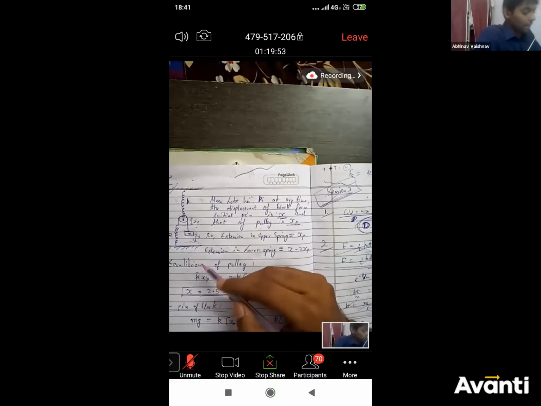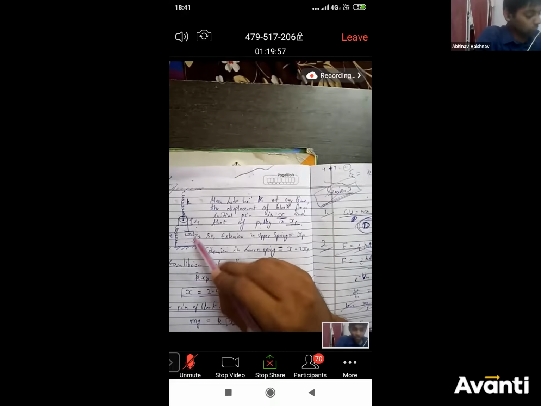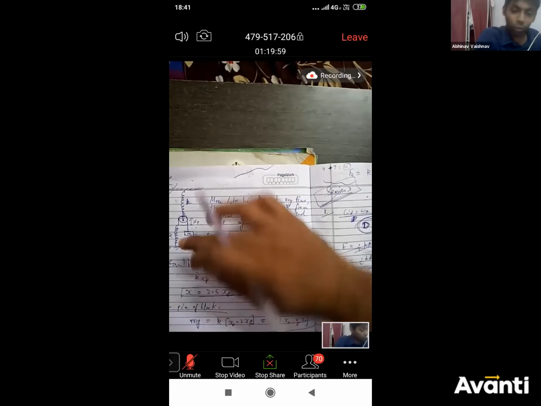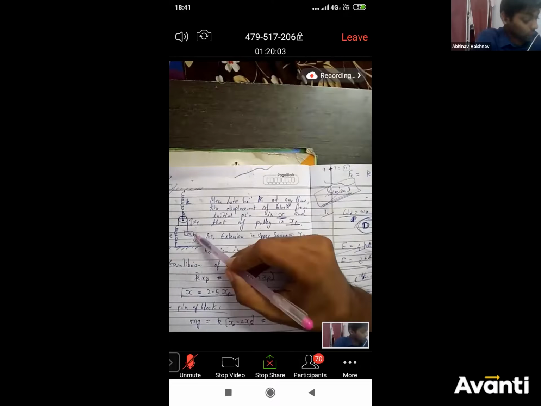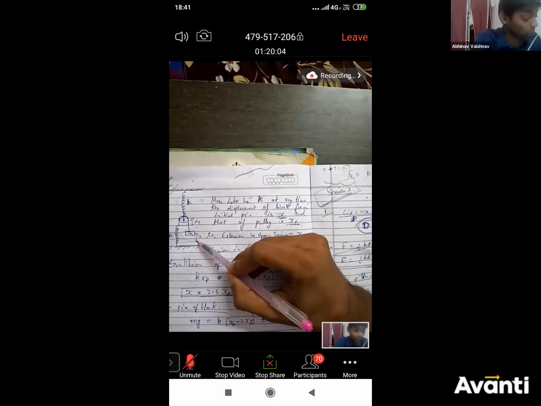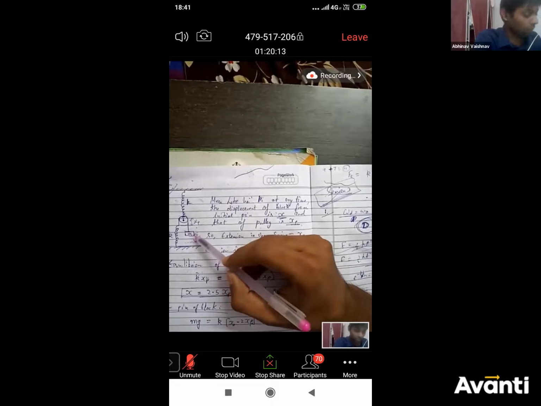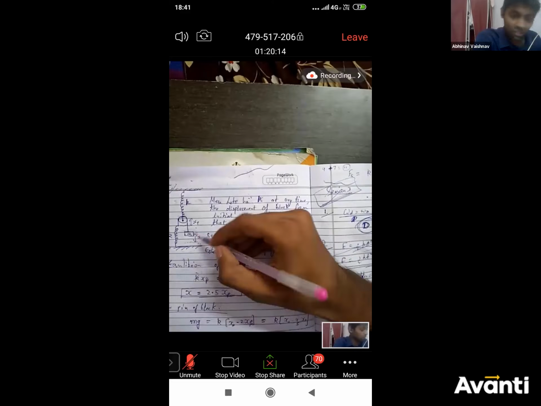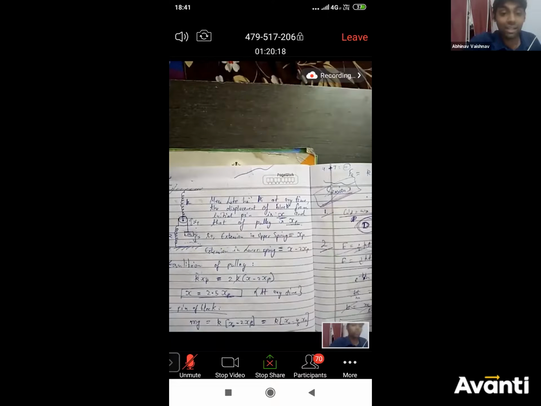Look, dekho, tell me this: if the block moves down by 1 meter, forget about the pulley. पुली को भूल जाओ अभी. अगर block 1 meter नीचे गया, what will happen to the length of the नीचे वाला spring? Will it increase or will it decrease?